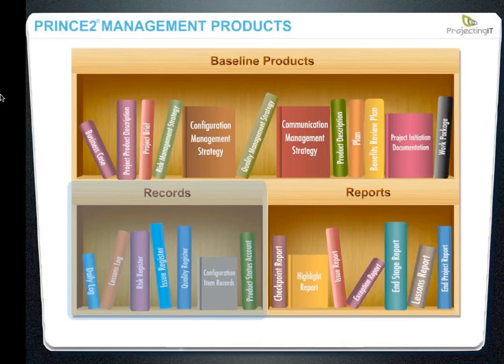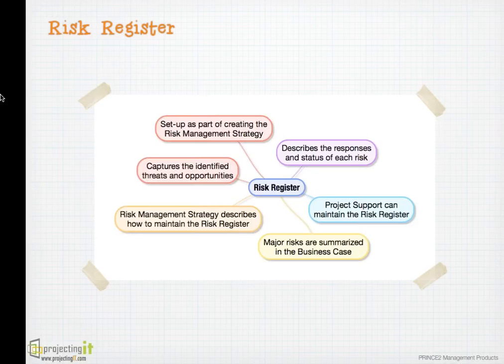So just to summarize quickly, baseline products are planning documents. They are used as a basis for decision making. They are version controlled, maintained throughout the project. Now let's look at records. Records are used for controlling and tracking projects. Let's have a quick look at the records now.